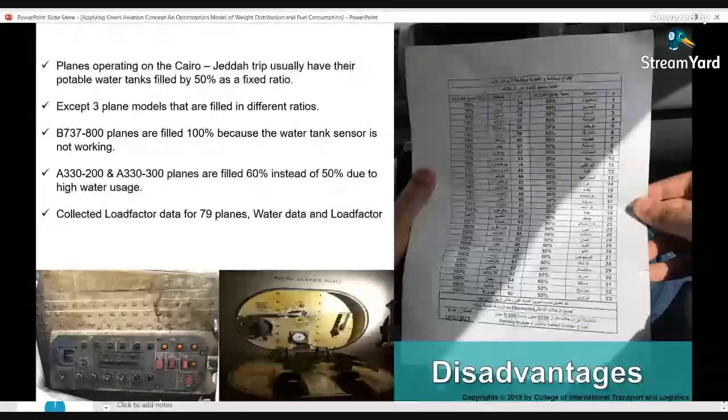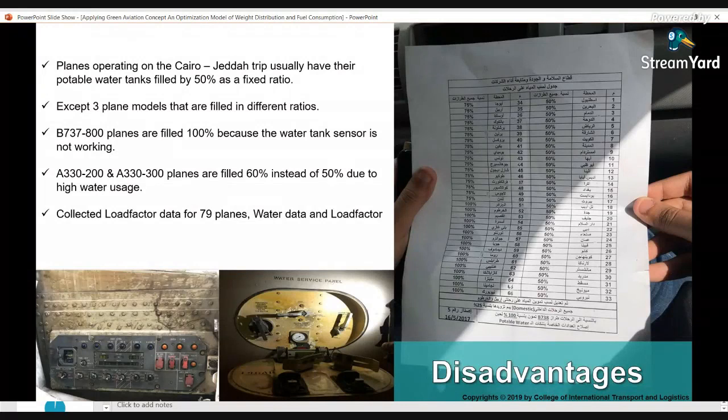On close observation of the daily operations of the planes flying this specific trip, we found that Egypt Air created a rule that any plane that flies from Cairo to Jeddah has to get its water tank filled to 50% of its capacity, regardless of the number of passengers, the consumption, the departure times, and all of these factors.